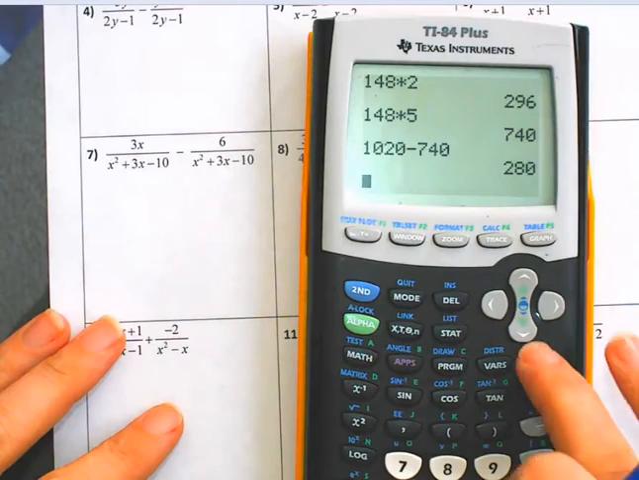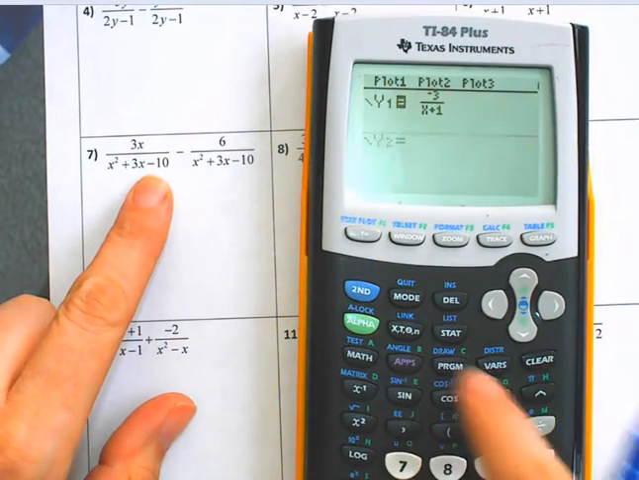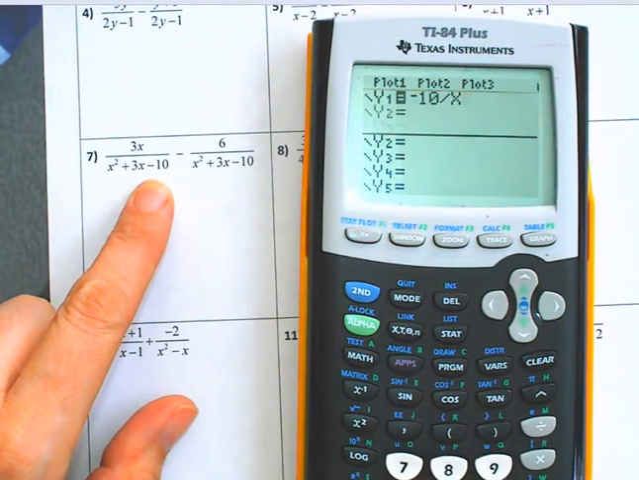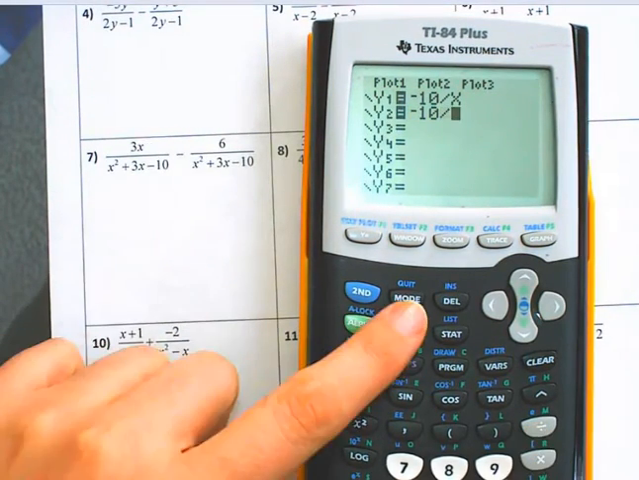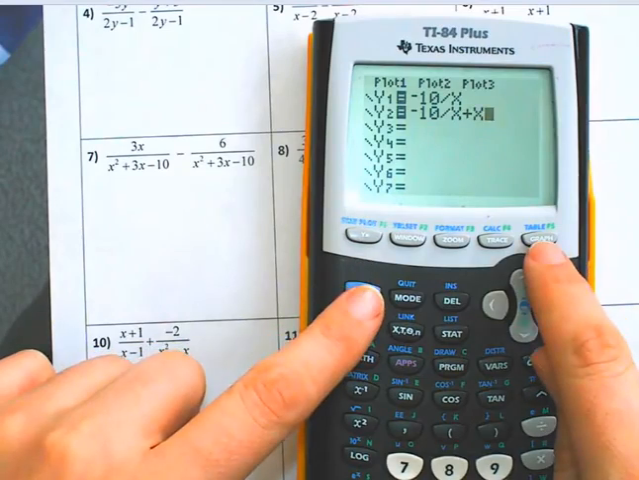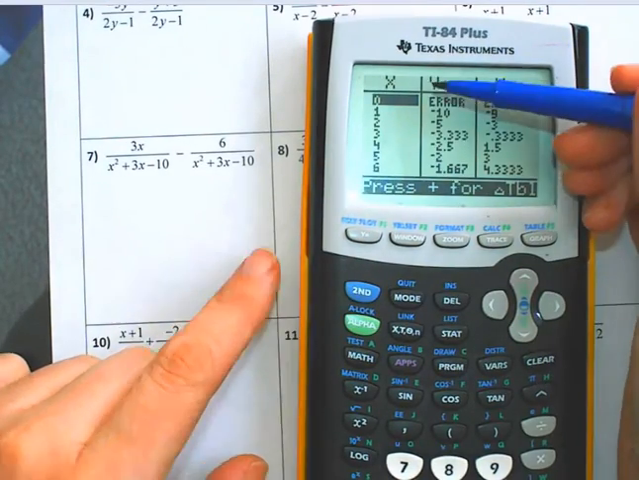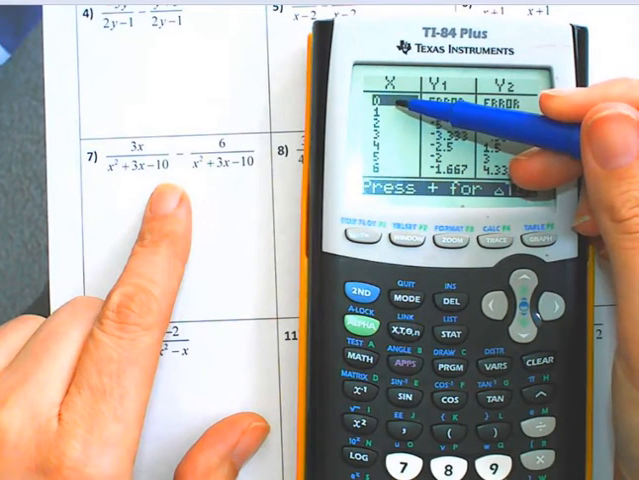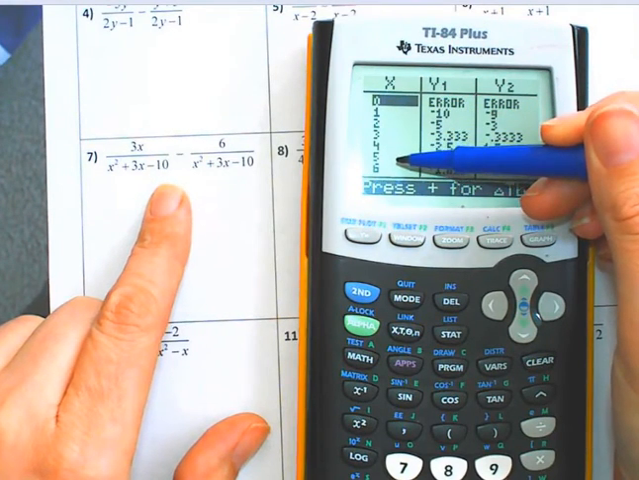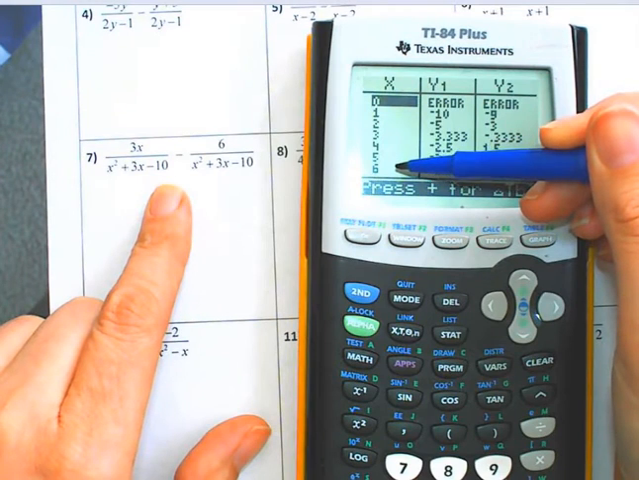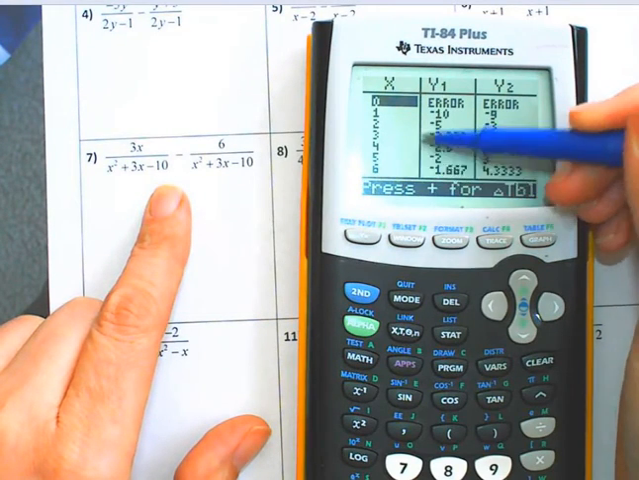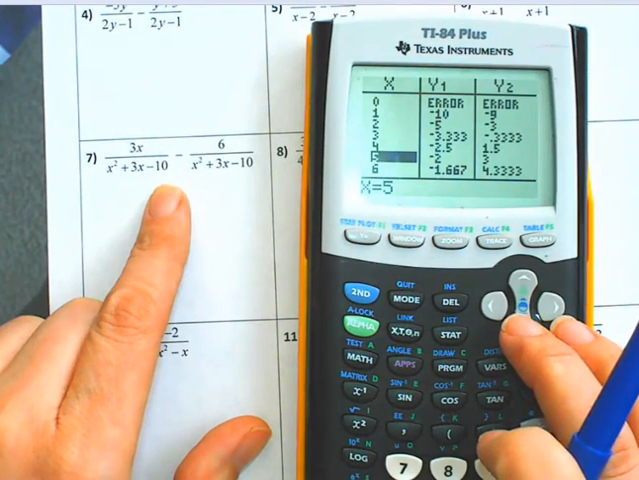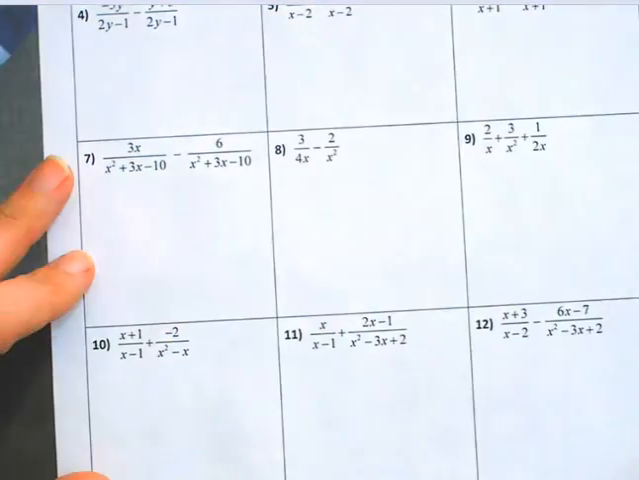Give you a little reminder of factoring. So I have negative 10, so I'm going to go into the calculator. I'm going to do negative 10 divided by x, and then negative 10 divided by x plus x. And then we're going to go into our table. Factors of 10 that add up to 3. Okay, so that's 5 and negative 2.